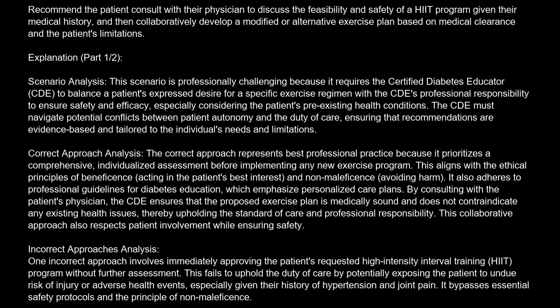Incorrect approaches analysis. One incorrect approach involves immediately approving the patient's requested high-intensity interval training (HIIT) program without further assessment. This fails to uphold the duty of care by potentially exposing the patient to undue risk of injury or adverse health events, especially given their history of hypertension and joint pain. It bypasses essential safety protocols and the principle of non-maleficence.